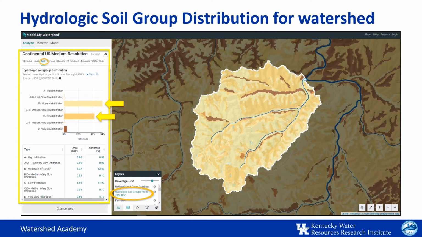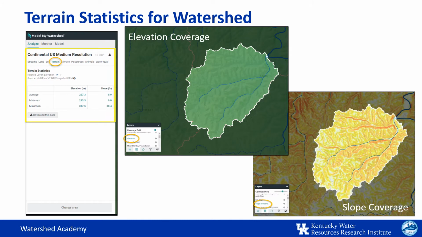Next, select the Soil tab and change the layer coverage to Hydrologic soil groups. In this example, the soils have mainly moderate or slow infiltration rates, with a few areas of very slow infiltration, that's the dark brown, in the bottomland valleys. By clicking on the Terrain tab, you can see the elevation levels and the slope percentages in the watershed to the left side. You can also view separate layer coverages for elevation and slope. The slope coverage uses different shades and is more informative than the elevation coverage, with the steeper areas being shown in orange and the flatter areas in white.